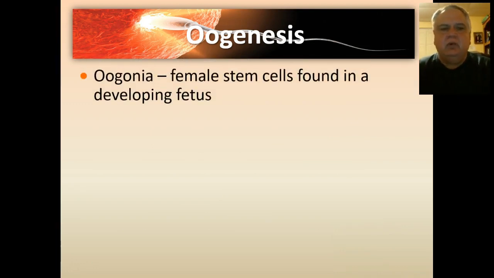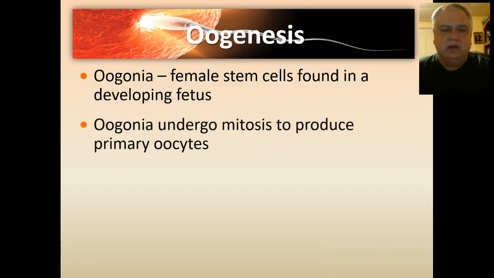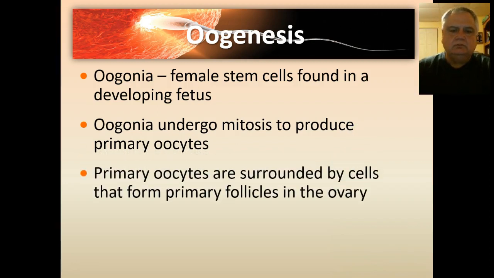So with oogenesis, we begin with stem cells. Remember, the stem cells in sperm production were called spermatogonia. The stem cells in ova production or egg production are called oogonia. These are the female stem cells that are found in the developing fetus. Oogonia will undergo mitosis to produce primary oocytes. The primary oocytes then, as we've seen, will be surrounded by follicle cells. That forms a primordial and then ultimately a primary follicle in the ovary, as we've seen.